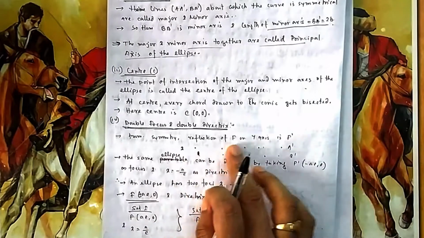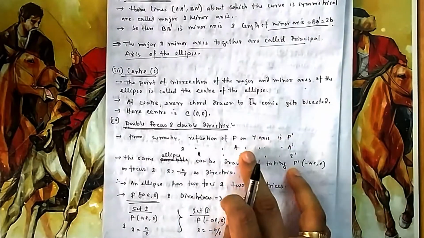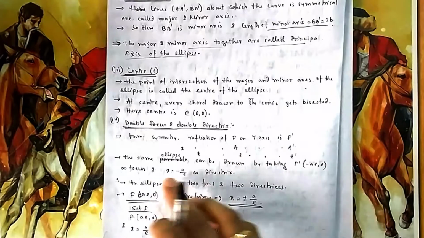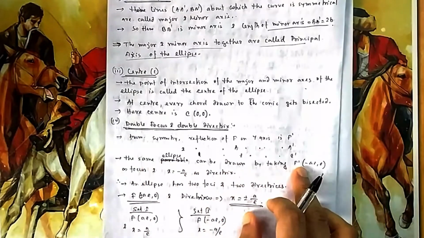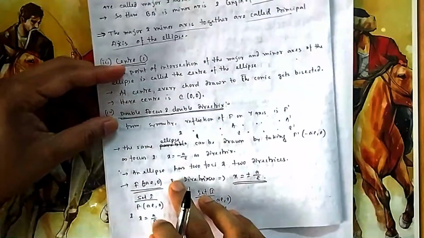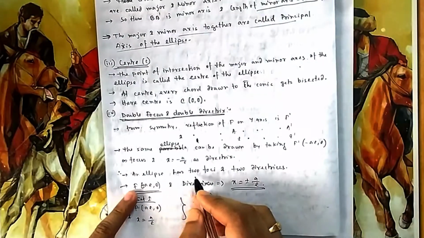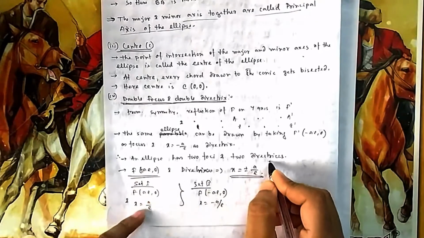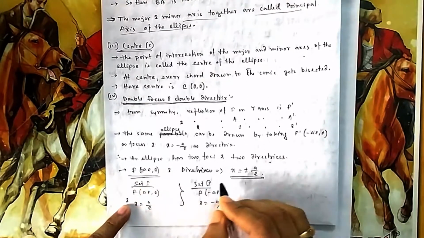From the symmetry, the reflection of F is F dash on the y-axis, the reflection of A is A dash, Z is Z dash. The same ellipse can be drawn by taking F dash as a focus and this one as a directrix. So that means an ellipse has two foci and two directrices. So the foci are plus minus A, and the directrix is this.